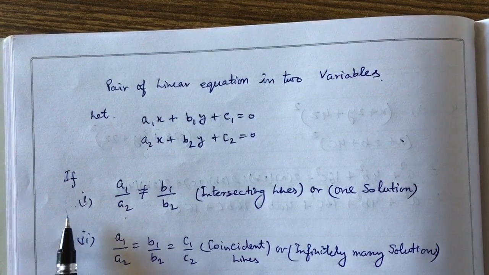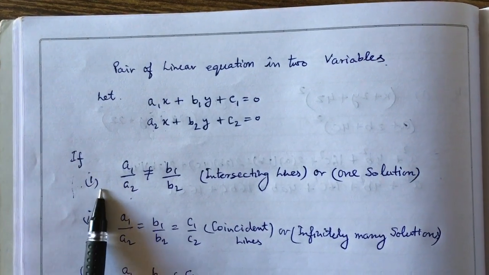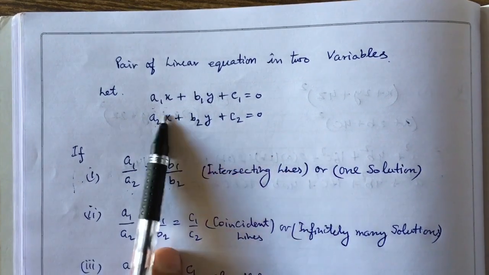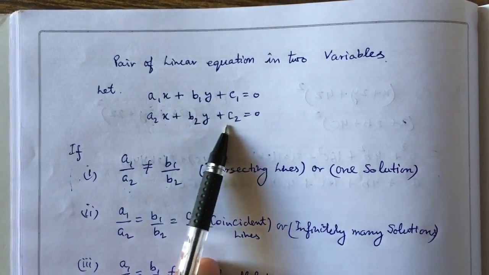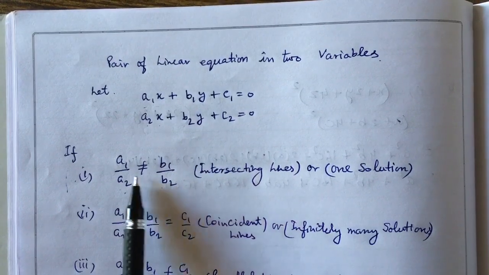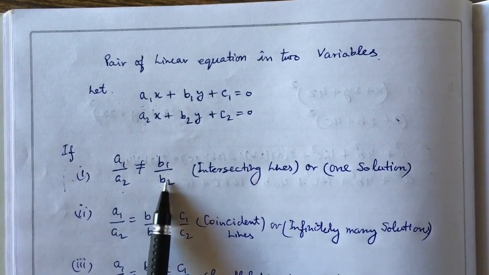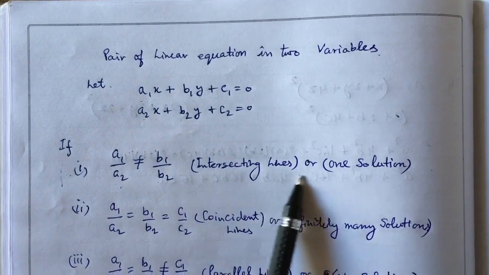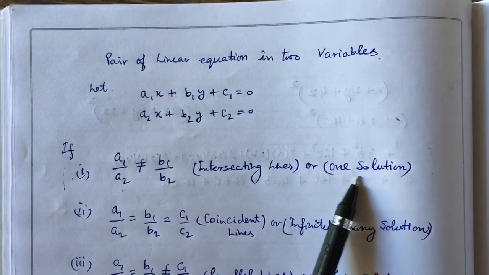Then there are three conditions. First condition is a1 upon a2 not equal to b1 upon b2, where a1, b1, c1, a2, b2, c2 are real numbers. If a1 upon a2 is not equal to b1 upon b2, then the graph will be of intersecting lines, or you can say one solution.